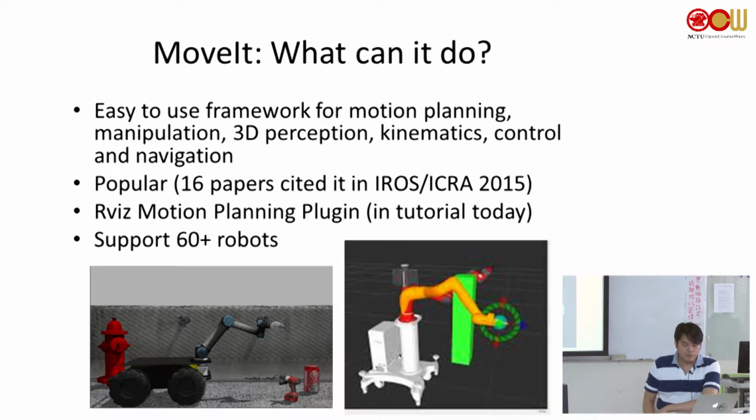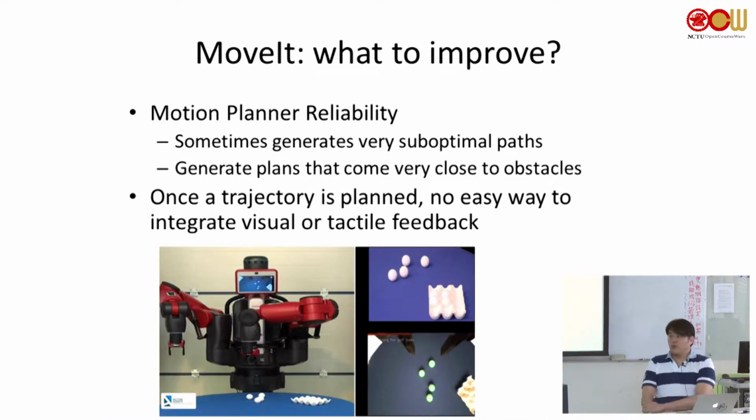It supports more than 60 robots, including, for example, the Husky robot with UR5. It also supports Baxter, Sawyer, and other robots. So that's the good thing about MoveIt. How can it be improved? It's not perfect so far. There are some things people wish to have in MoveIt.